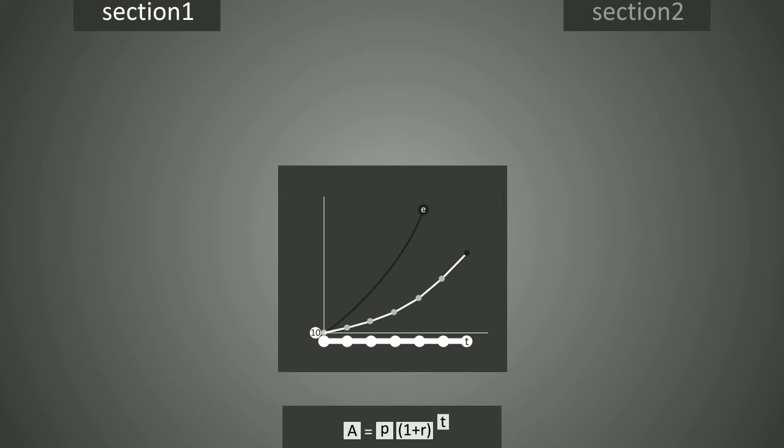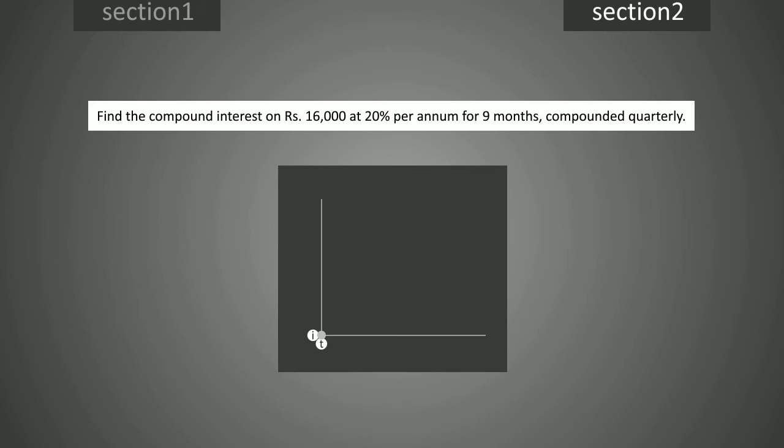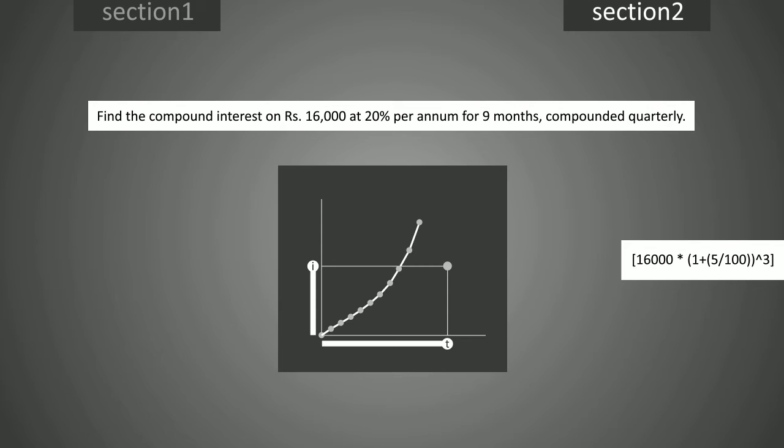Now let's move to section 2, problem 1. Find the compound interest on rupees 16,000 at 20% per annum for 9 months, compounded quarterly. So the interest rate is 20% per annum, principal is 16,000, and the compounding period is 1/4 an year. We got everything we need. We simply substitute them into the relation and find out the total amount, and after that, the compound interest.